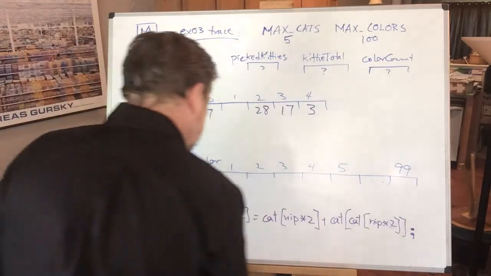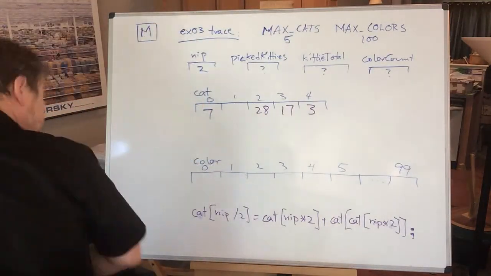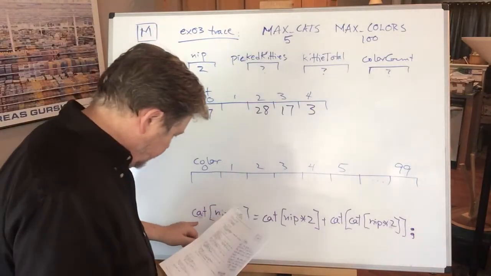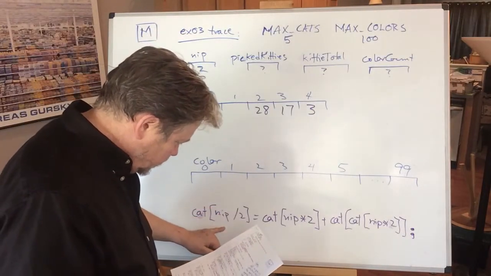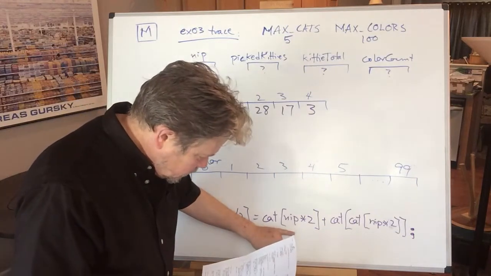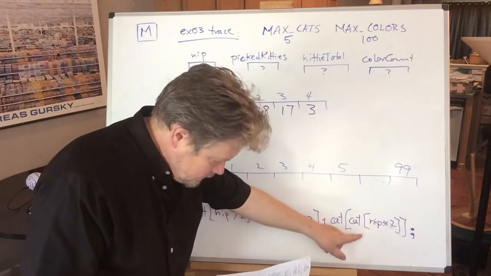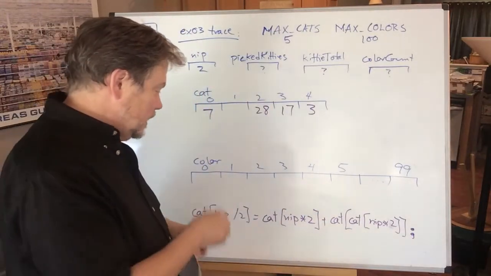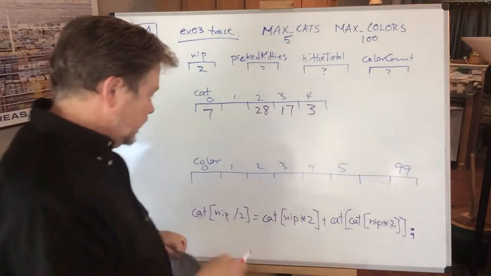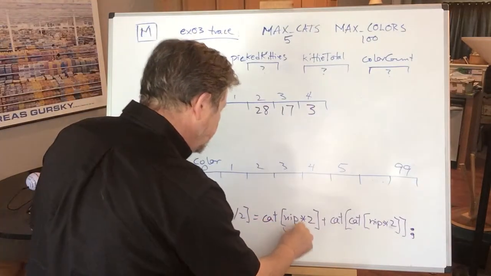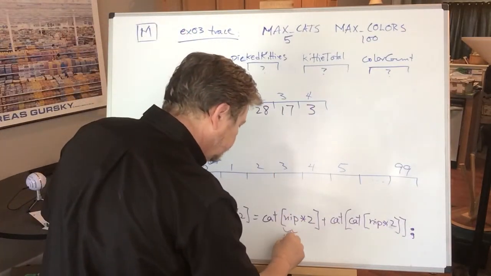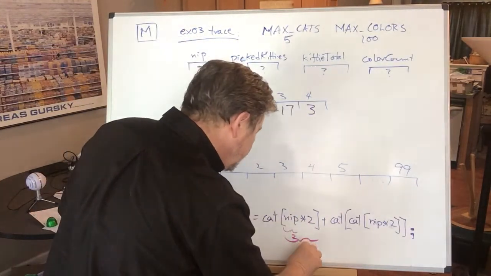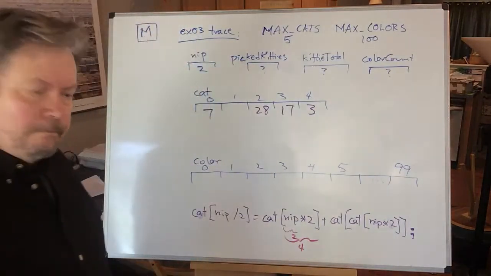Well, we've got to do what the computer would do with that. The computer's going to have to pick this apart. Let me just double check and make sure I copied it right. Cat sub nip divided by 2 equals cat nip times 2 plus cat nip times 2. Okay? Now, on the right-hand side over here, let's just see what we got. Nip all by itself has value 2. Which means then, nip times 2, that's going to have value 4. See how to play this game?